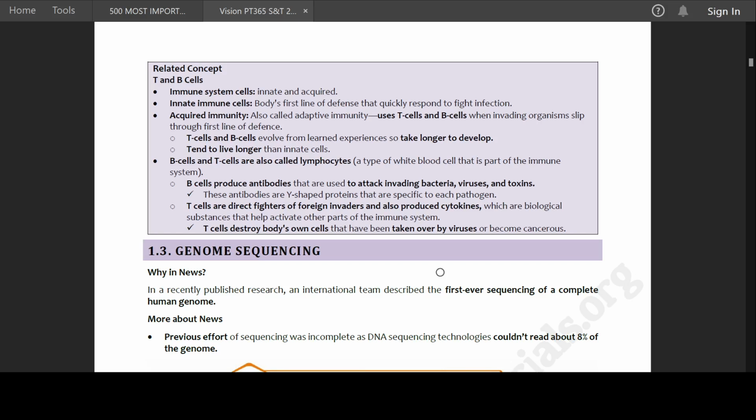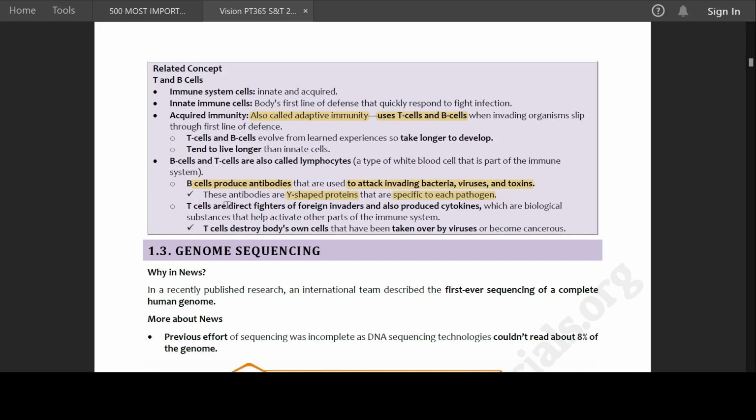Innate immune cells are the body's first line of defense that quickly respond to fight infection. Acquired immunity, also called adaptive immunity, uses T cells and B cells when invading organisms slip through the first line of defense. T cells and B cells evolve from learned experiences, so they take longer to develop and tend to live longer than innate cells. B cells and T cells are also called lymphocytes. B cells produce antibodies that are used to attack invading bacteria, viruses, and toxins. These antibodies are Y-shaped proteins that are specific to each pathogen. So this is B cells.